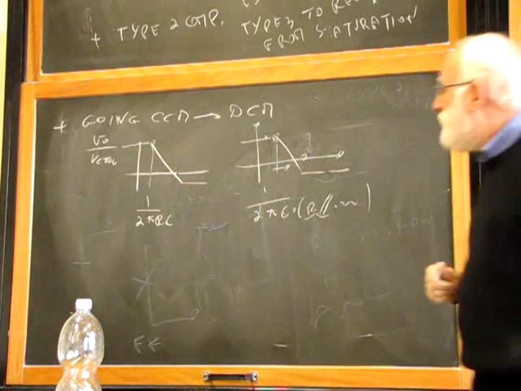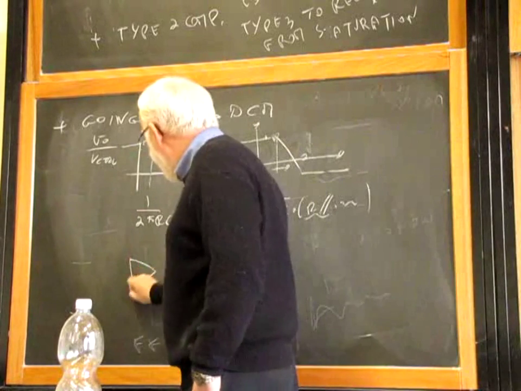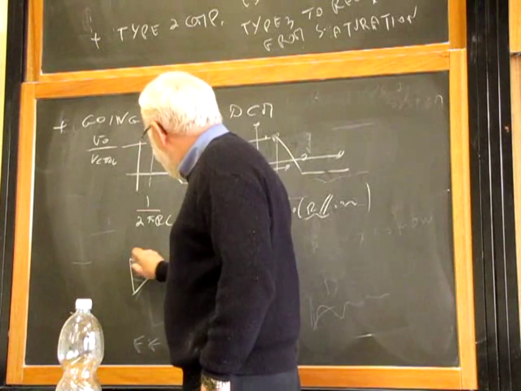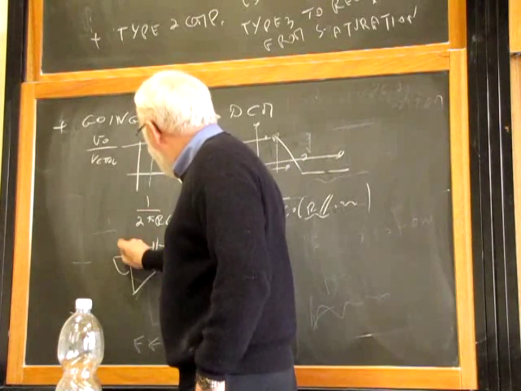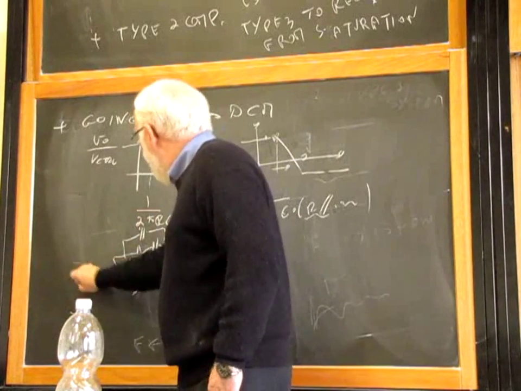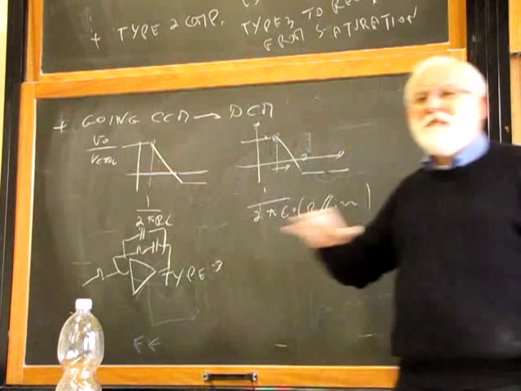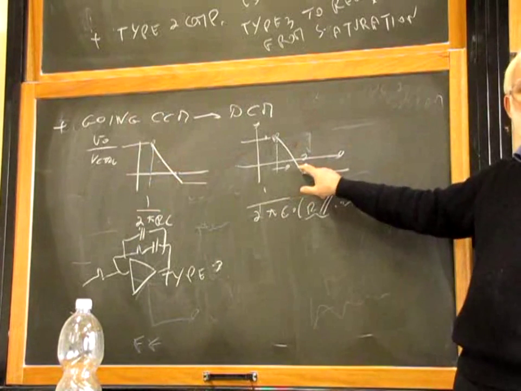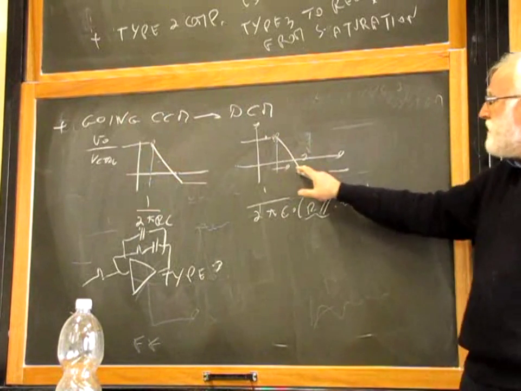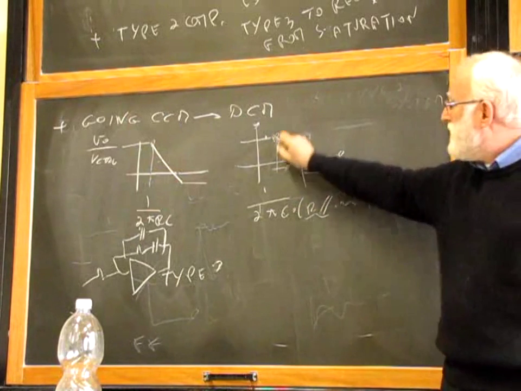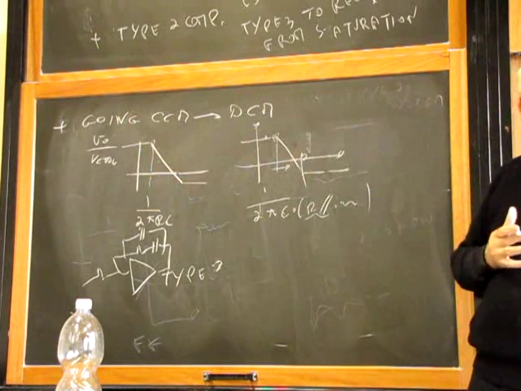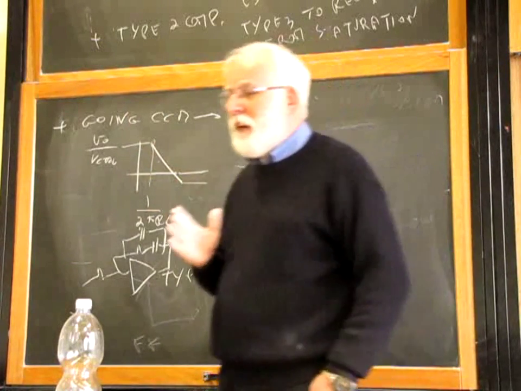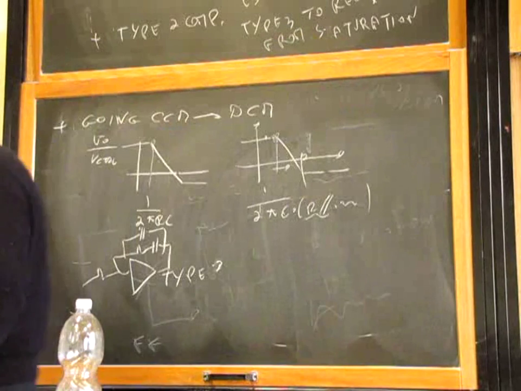It means that the type 2 compensator that you designed for this condition is not exactly right, but it's still more or less okay for the DCM condition, because the transfer function is the same, this frequency is the same, and these two change but not too much. So you can move from CCM to DCM without losing too much performance.